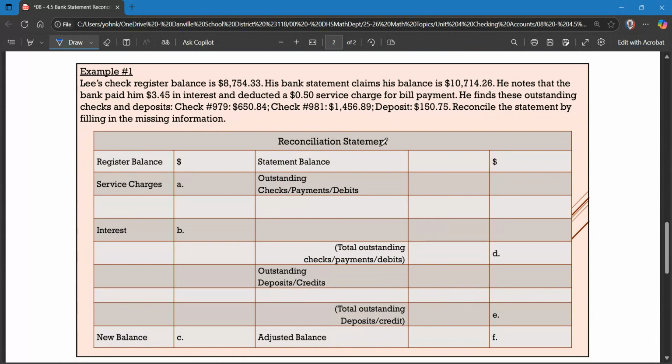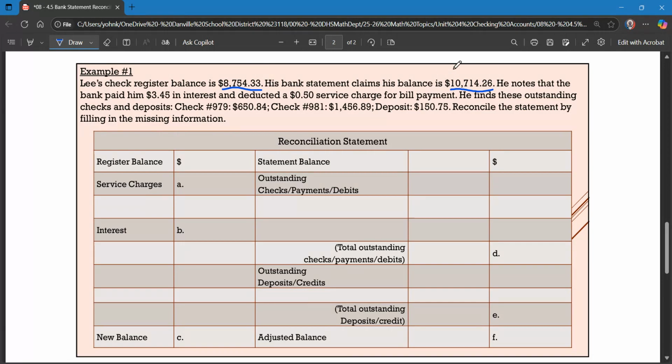It's called a reconciliation statement, and it literally looks just like this on the back of your statement every month. So let's see how we use it. Lee's check register balance is $8,754.33. His bank statement claims that his balance is $10,714. So basically, look, Lee's check register, his checkbook where he writes everything down, he thinks he has $8,000. But the bank says, no, man, you got $10,000.